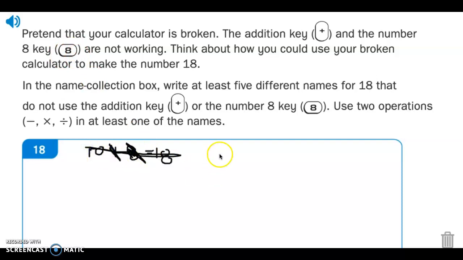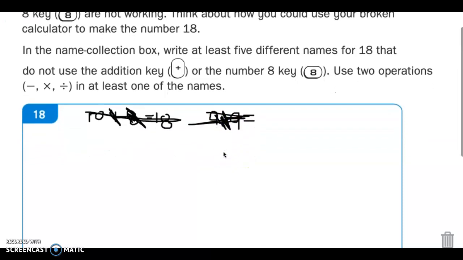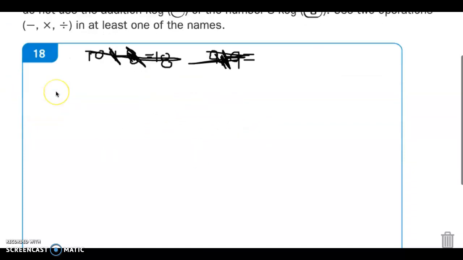What if you were like, Miss Schmidt, what about 9 plus 9? That equals 18, because those are half of 18. And I say, yes, you can use the 9 buttons, but what's wrong with this again? We can't use the addition button, so this one wouldn't work either. Now we have 3 other symbols we can use. We can subtract, we can multiply, or we can divide.